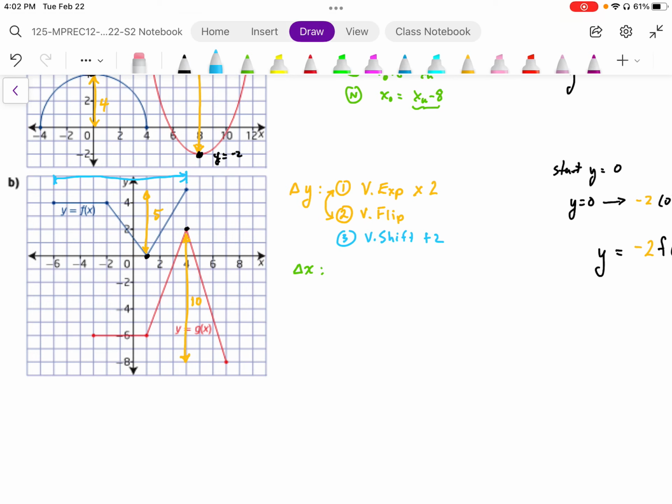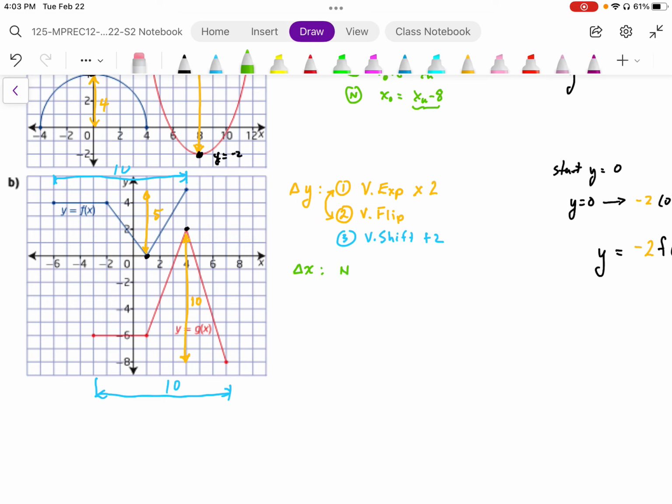This is 10 across, and from here to here, this is 10 across as well, right? 3, 4, 5, 6, 7, 8, 9, 10. So that's 10 as well. So there's no horizontal compression or expansion. There's no flip. So it's just a shift. My horizontal shift is going to be +3.